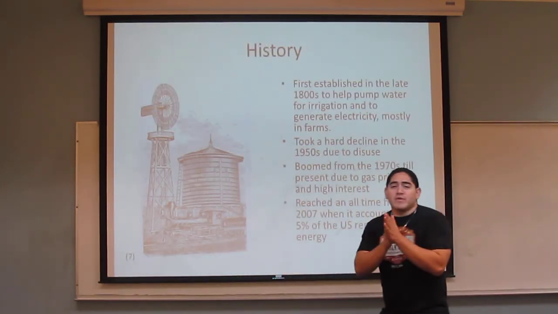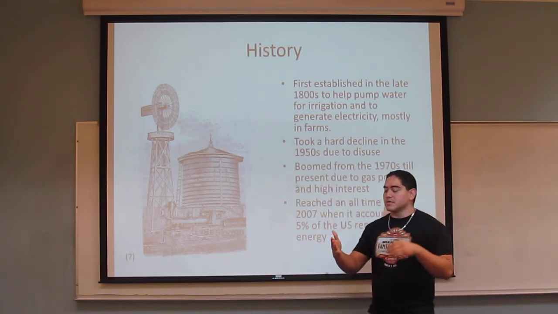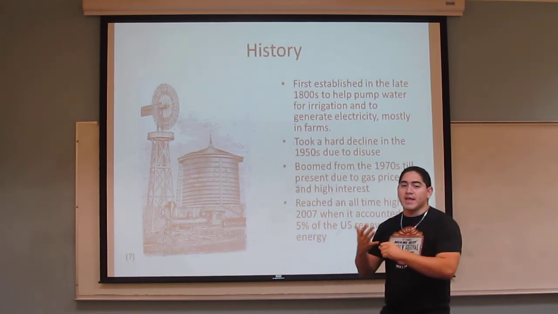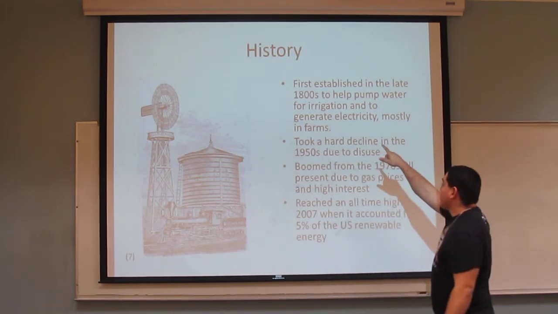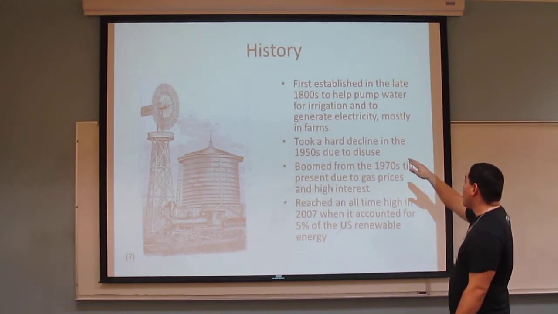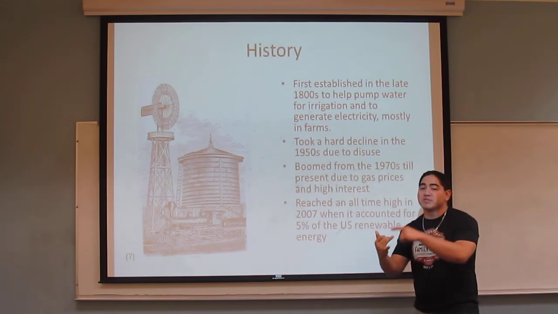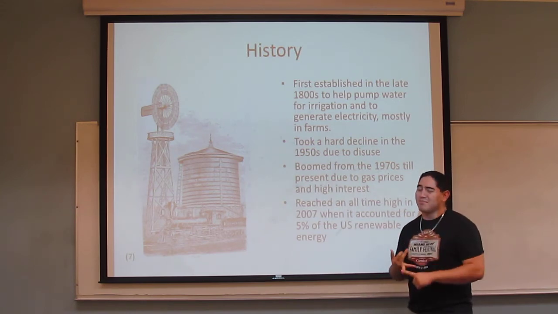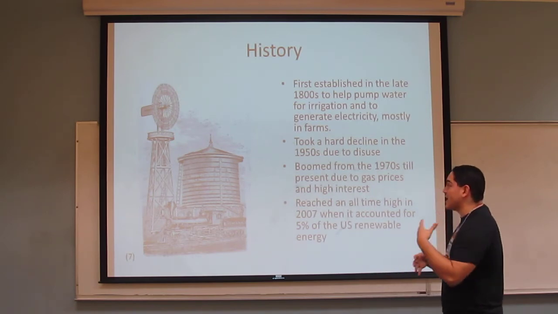Okay, to begin with, we will be talking about wind turbines. These machines use wind to create electricity, and they were first established in the late 1800s to help pump water for irrigation and generate electricity. This was mostly in farms and basically in the Midwest of the United States. And that's when it started to take off.